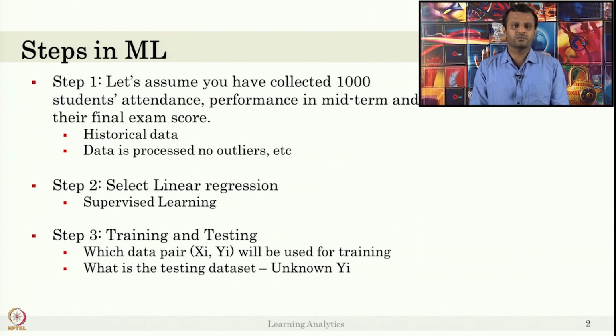The question is, which data pair will be used for training? You want to create a linear regression model. That linear regression model, if you remember, is y equal to mx plus c. Which data will you use to train the weights, the m value and c value? So, what is the testing data set? Testing data means you need new students' data without their final score. What is the testing data set you want to use? You know all the y, because it is 1000 students' data, you already have their final score also. What is the testing data set?